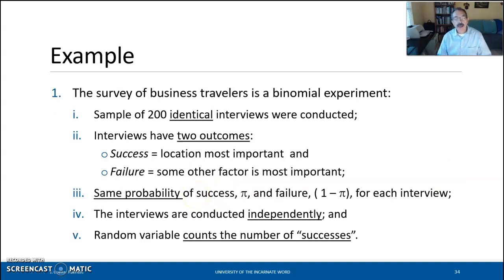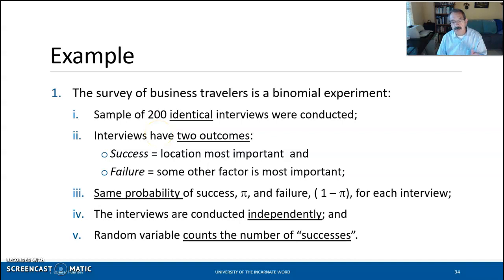All right, so as we learned in chapter 6, the very first thing we need to verify is whether or not this is a description of a binomial experiment. And you see that it is, because 200 travelers were identically interviewed. They're not saying it, but you can imagine that they were asked the same question. There are only two outcomes. Either they said the location is the most important factor, or they said that some other factor is more important.